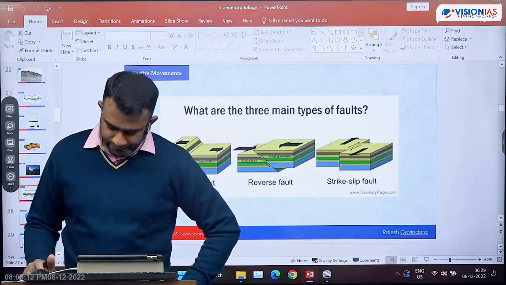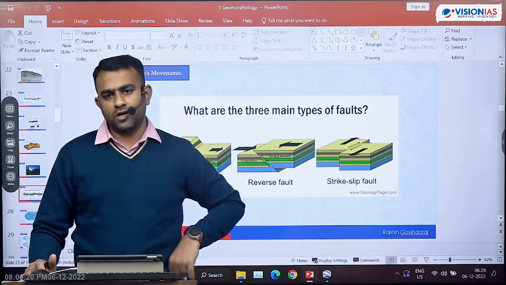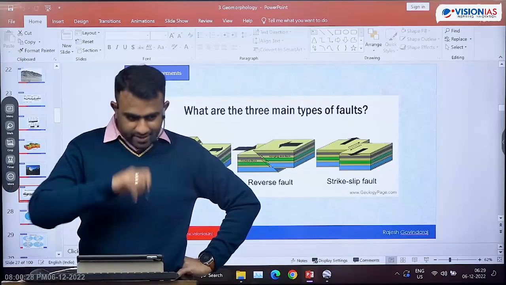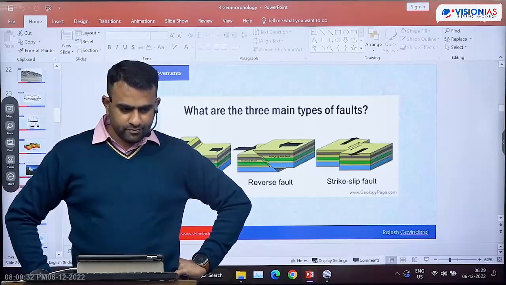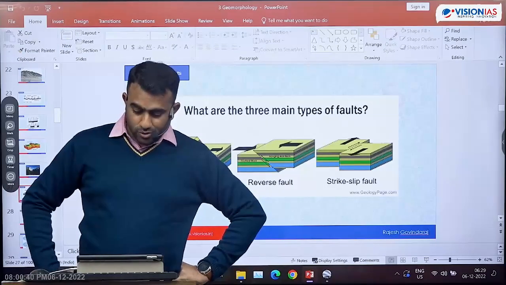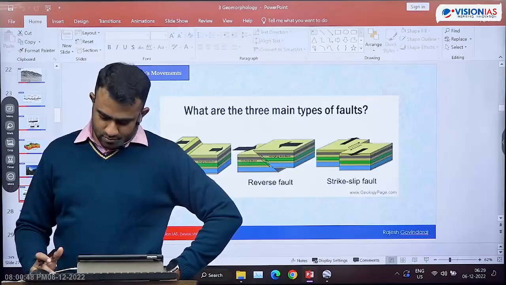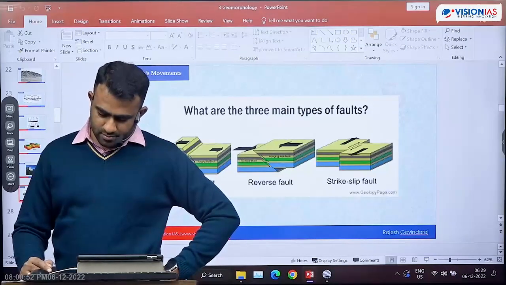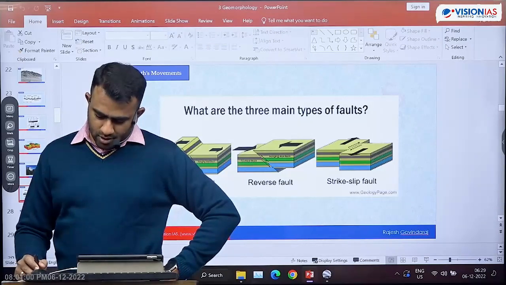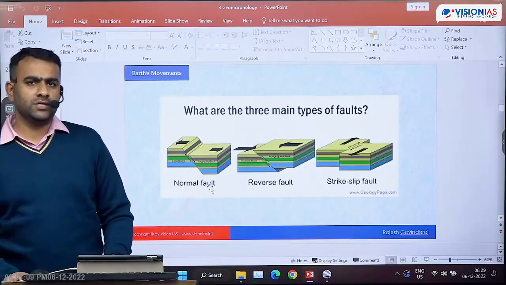Next, reverse fault. When one block moves up in relation to another one due to compressional force, it results in a reverse fault, or thrust fault.